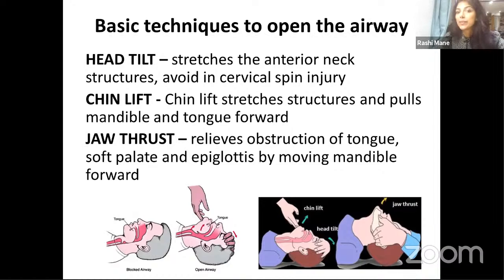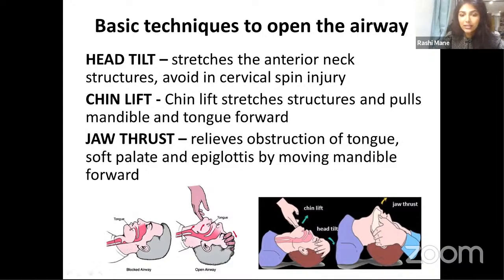Now moving on to the basic techniques to open the airway. So this is our usual head tilt, chin lift, and jaw thrust. Why we do all of these is basically, if you can see the bottom image, when you're lying down normally, you can see that the airway is slightly closed. This is the esophagus, this is the airway at the front. So you can see that the epiglottis tends to sit on the back wall.